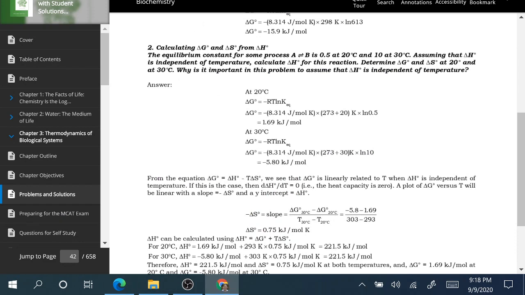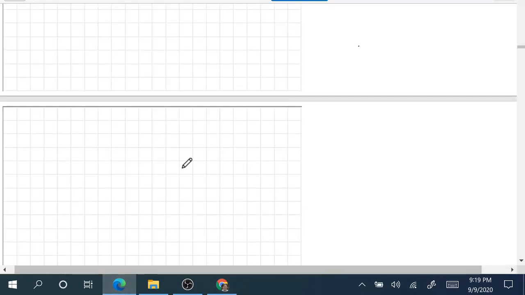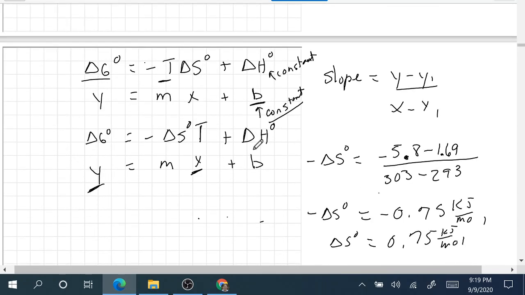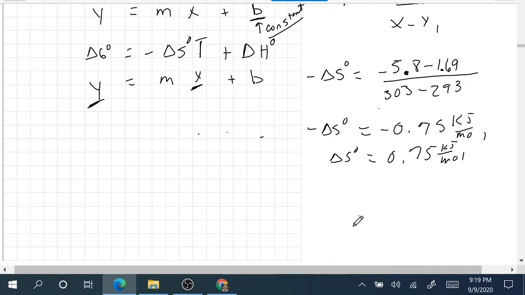So what was the rest of this question? It said calculate delta H, determine delta G and delta S at 20 degrees and 30 degrees. Okay, and then we need to calculate, we got delta G at 20, we got delta G at 30, we got delta S. Okay, so we need to calculate delta H. All right, so let's do that. So let's go back up here. We got delta G at 20, we got delta G at 30, we got delta S, and so we need to calculate our delta H.